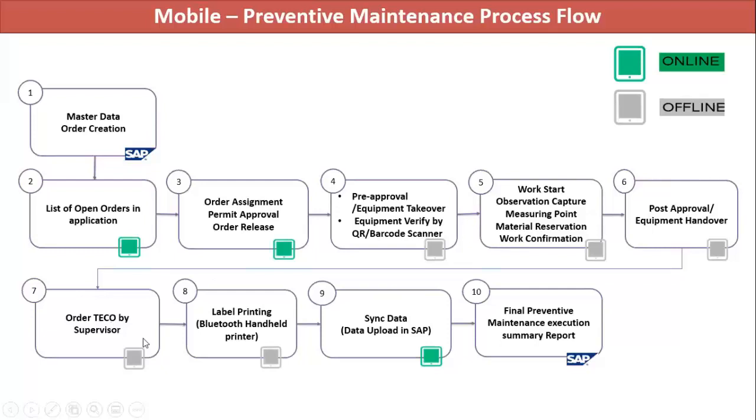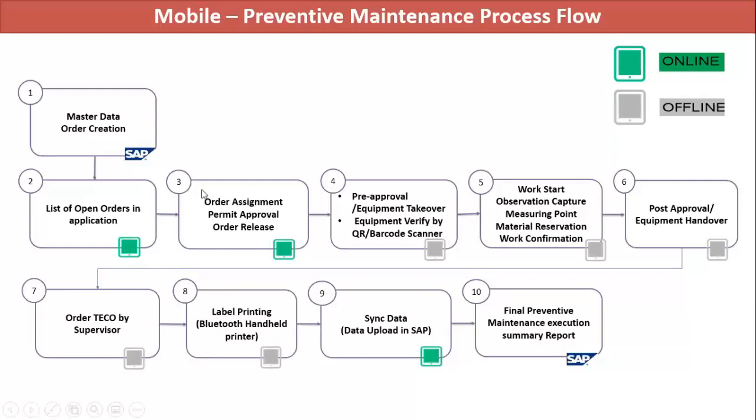Then another feature we have is that our application is integrated with the printers. What is happening in the plant, if you want to attach the label, then you are again coming into the office, then printing the label and then attaching it to the equipment. So to avoid that and to reduce the time for the maintenance activity, we are directly providing one handheld printer which will be integrated with the mobile application. So in the offline itself you can take a printout, and it will be connected with Bluetooth.